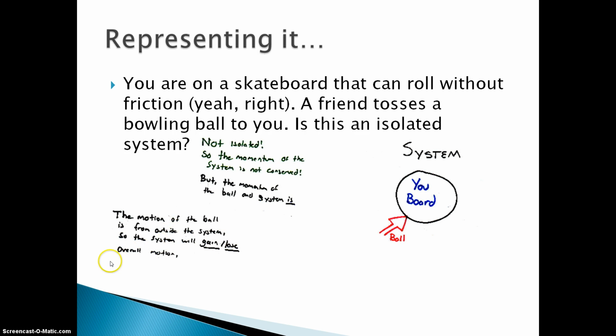The motion of the ball is from outside the system, so the system itself can gain or lose overall motion. Long story short, the ball's moving plus still you and the board, and if you catch it, it's going to end up moving all of you. So both you, the ball, and the board are going to move. Will you be moving faster or slower than the ball? Obviously slower, because the ball now has to move you, the board, and itself, which means more stuff to move. There's not going to be as much velocity to that motion. And we're starting to see how Newton's laws take place, because that idea of inertia plays a big role here.